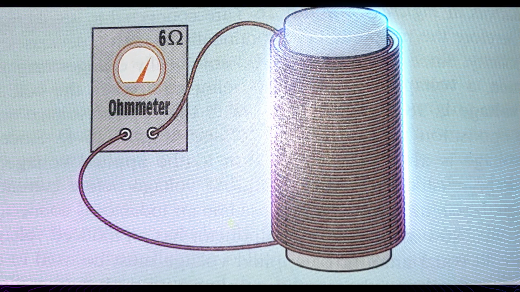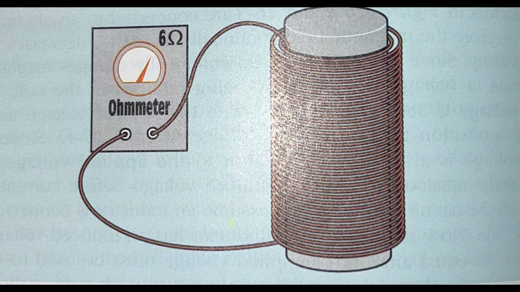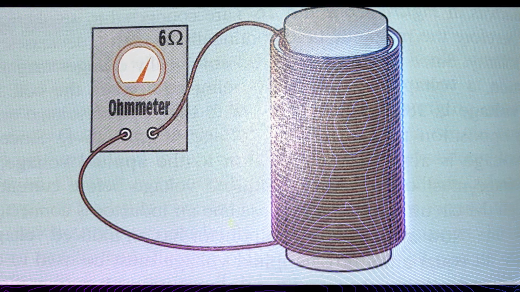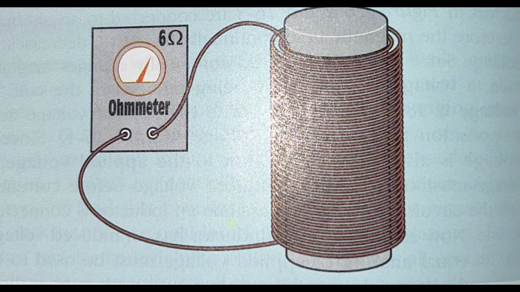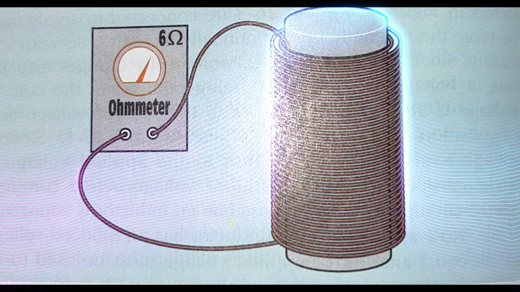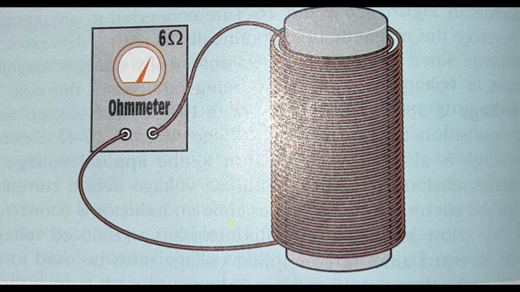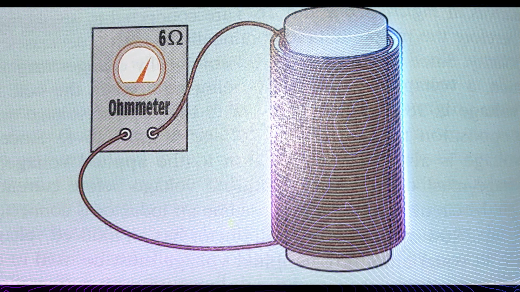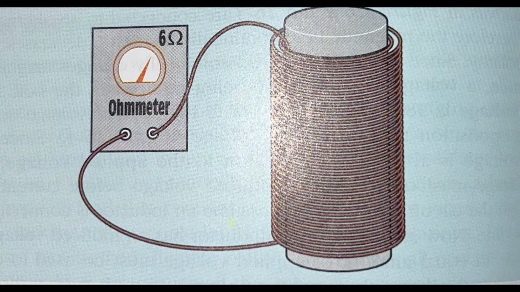Any power used in an inductor is caused by losses such as the resistance of the wire used to construct the inductor, generally referred to as I squared R losses, eddy currents, and hysteresis losses.